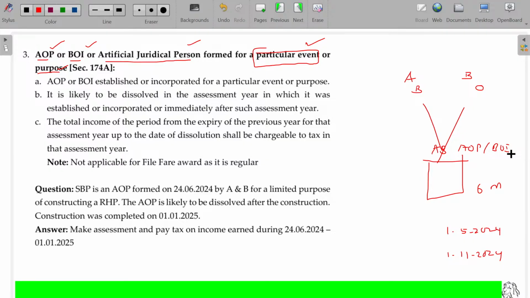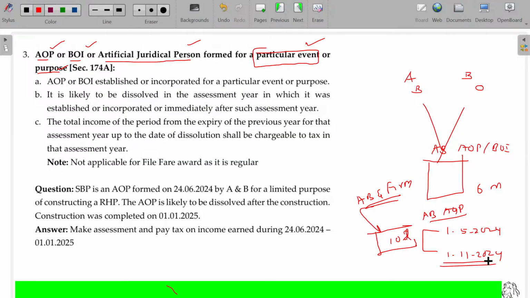Okay. In this case, the income earned in this period is in the name of AB AOP, association of persons, or partnership firm. AB and Co. This one is formed only for constructing this particular building. Once the building is constructed, immediately they will dissolve. Whatever benefit they earned here, probably around 10 lakh rupees, the tax on this 10 lakhs is payable by AB firm. When? On this date. This is a separate entity.